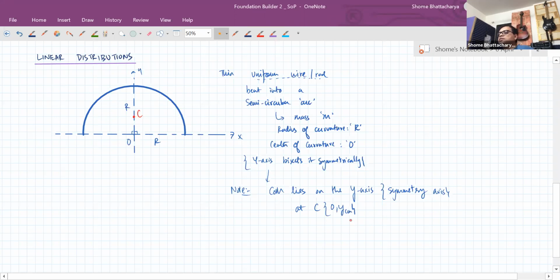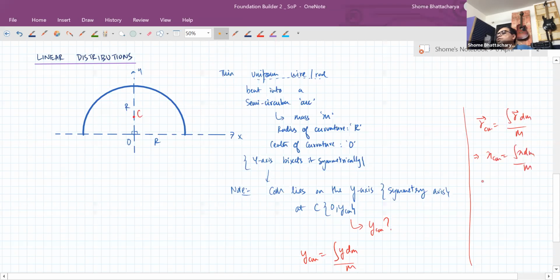Now the question is, how do I find the y coordinate of the center of mass? I have to use this equation: YCM is the integration of y dm divided by total mass. This formula comes directly from the general formula that the position vector of the center of mass is the integration of r dm divided by total mass, which means the x coordinate is integration x dm, the y coordinate is integration y dm, and the z coordinate is integration z dm, all divided by total mass.